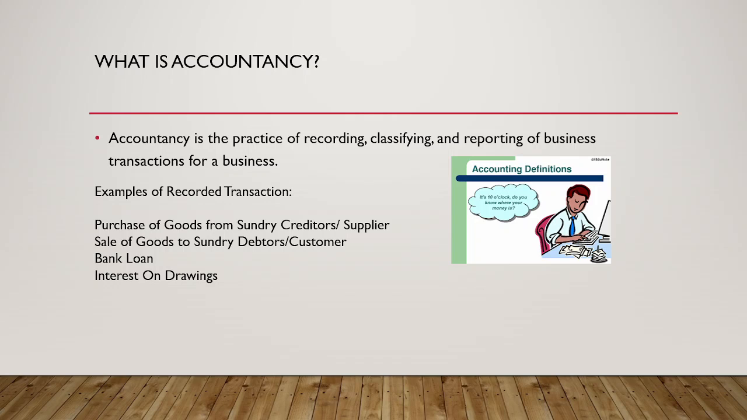The management should exactly know the position of the business, whether the business is in profit or loss making. So, examples of recorded transactions are purchase of goods from sundry creditors, that is supplier. Whenever you purchase goods from a supplier, you have to record it in a book of accounts. Sale of goods to sundry debtors, that is, whenever there is a sale involved, that also needs to be written in the book of accounts. Similarly, any bank loans taken by you are a part of accountancy. Also, interest on drawings. Now, what is drawings? Drawings we will learn in the future slides.